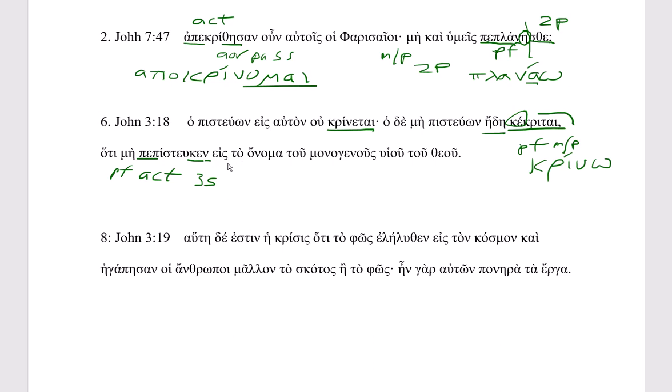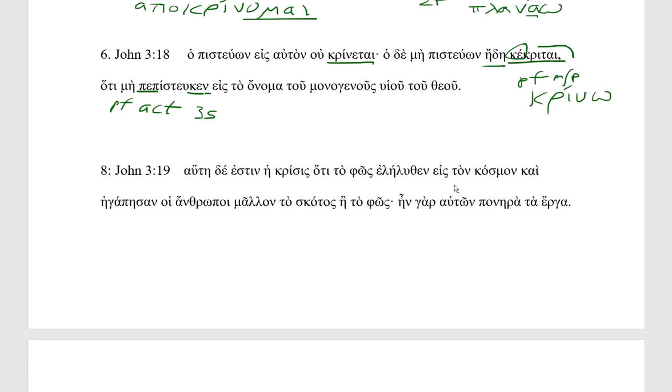Eis ta anima, in the name, to monogenous, the only begotten, huiu, son, to theou, of God. So in the name of the only begotten Son of God. The whole thing here then, the one who believes in him is not judged, that passive idea, but the one who does not believe has been judged already because he has not believed, active, in the name of the only begotten Son of God. Okay, John 3:18.